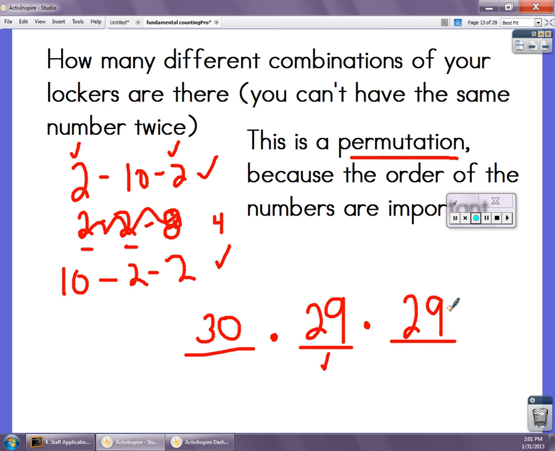30 times 29 times 28. I'm sorry, 30 times 29 times 29 is equal to a really large number, 25,230. So there are this many different locker combinations. If you wanted to get into someone's locker, you might get lucky and get the right one, but this is how many numbers you'd have to go through in order to ensure that you would be able to get into that locker.